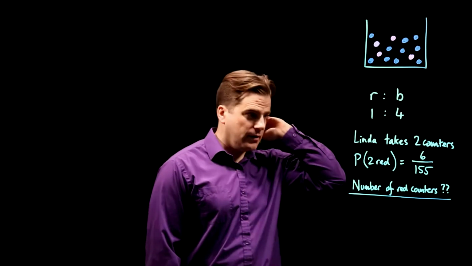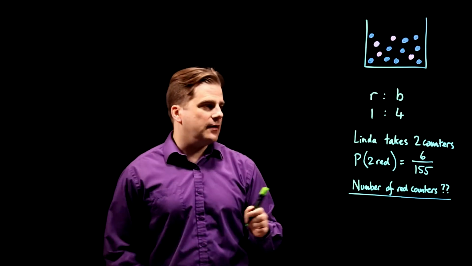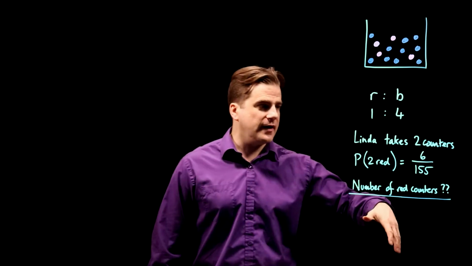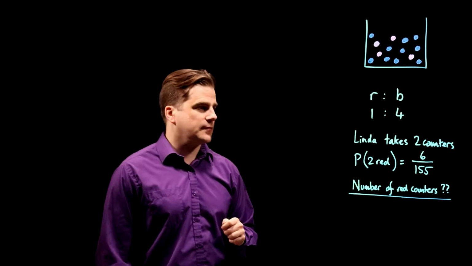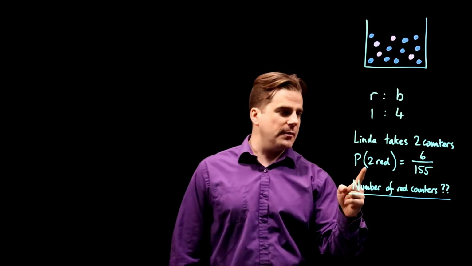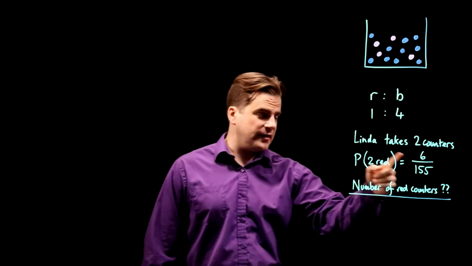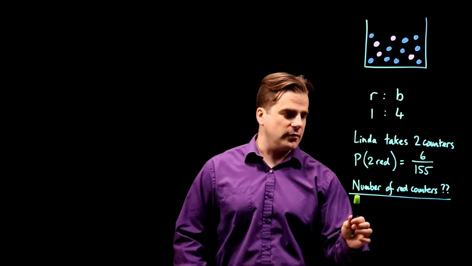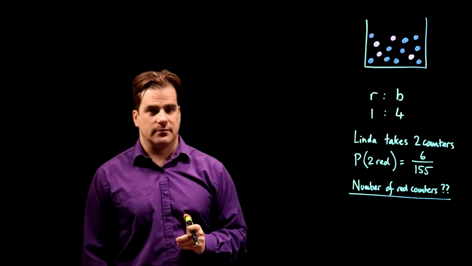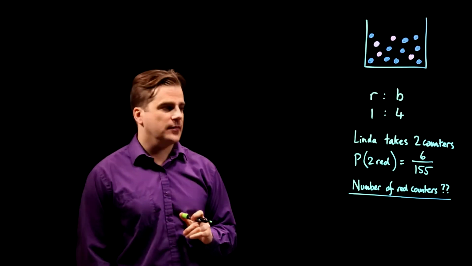Okay? Now, Linda reaches into this box and takes 2 counters. And we're told that the probability of her choosing 2 red counters is 6 out of 155. And we have to work out the number of red counters originally in the box.